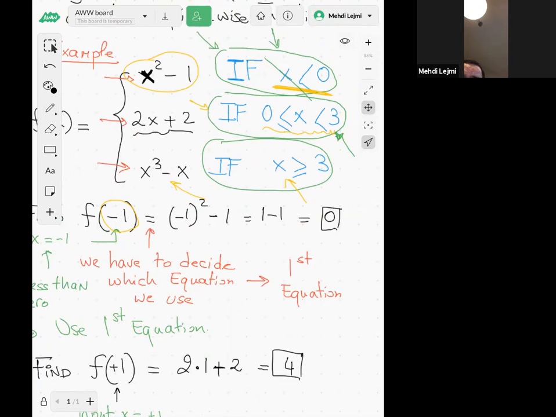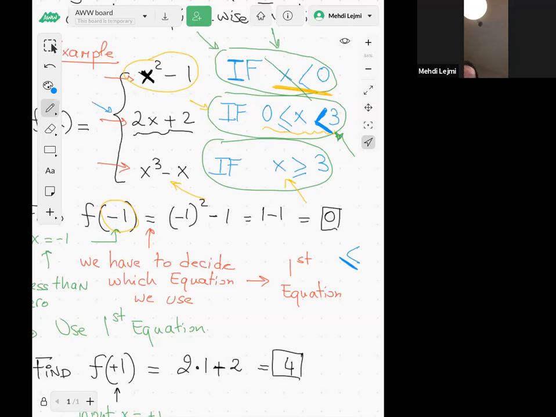The second one is x between 0 and 3, but x, as you can see, guys, is strictly less than 3. It cannot be equal to 3, right? If you have a line under the inequality, then yes, x can be equal to 3. But here there's no line under the inequality, so x is strictly less than 3. So I'm not allowed to use the second equation.